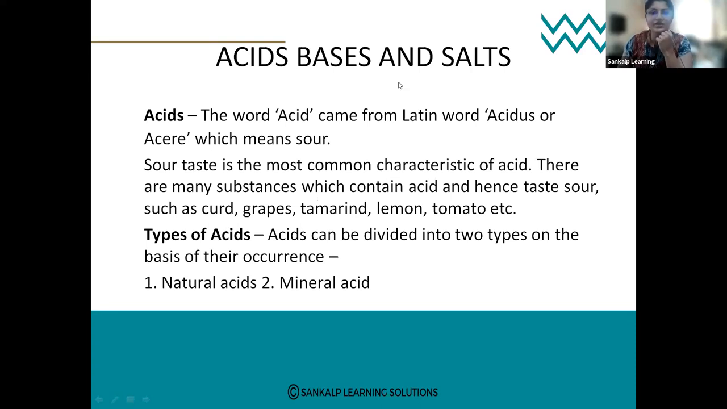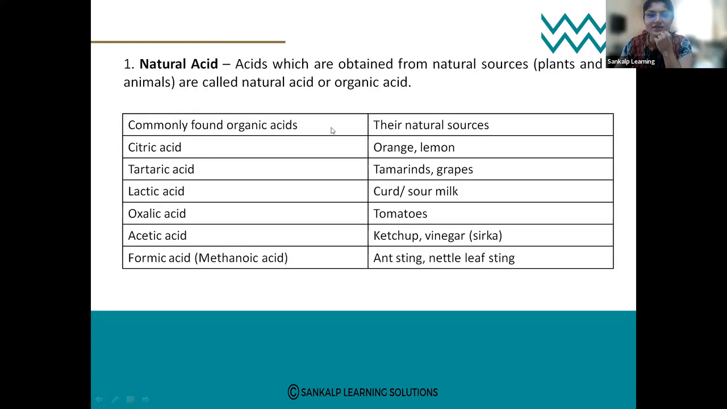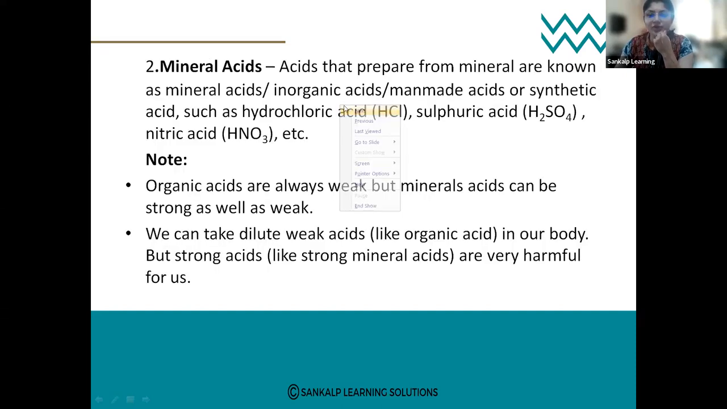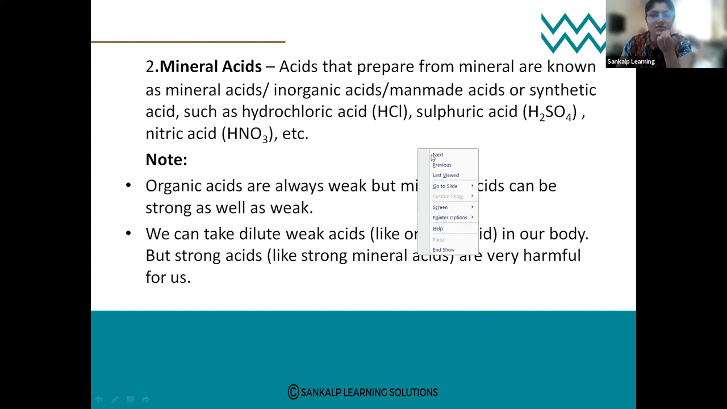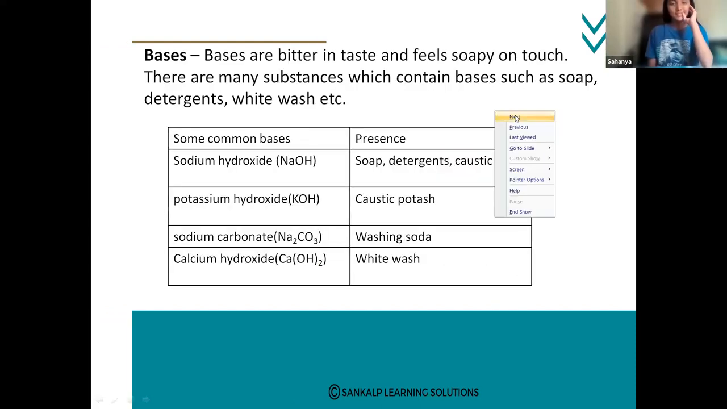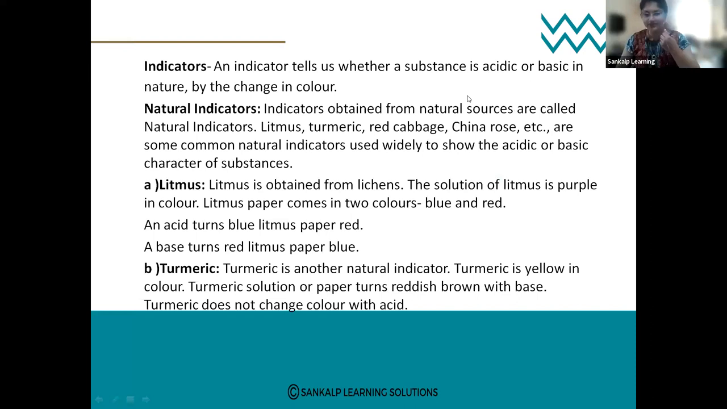So we had started with acids, bases, and salts, right? We have covered what acids are and the types of acids. We have seen the common organic acids and their natural sources. Then we covered mineral acids and their examples. Bases also we have seen. Then we saw indicators in the previous class. We were discussing indicators.